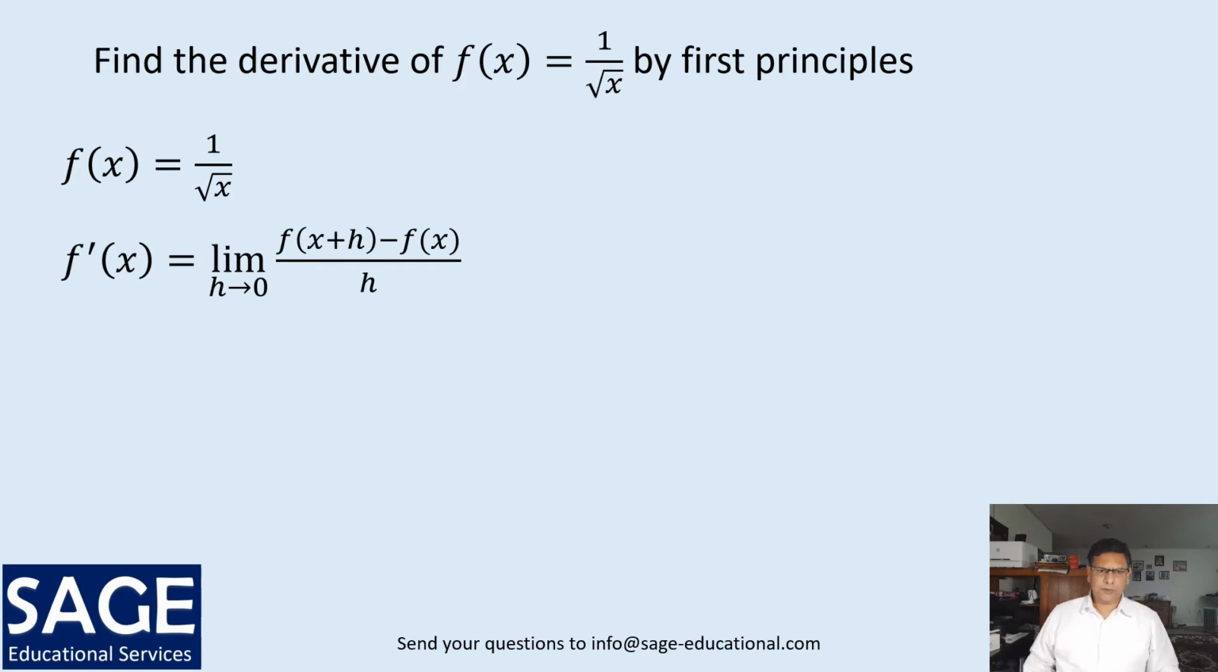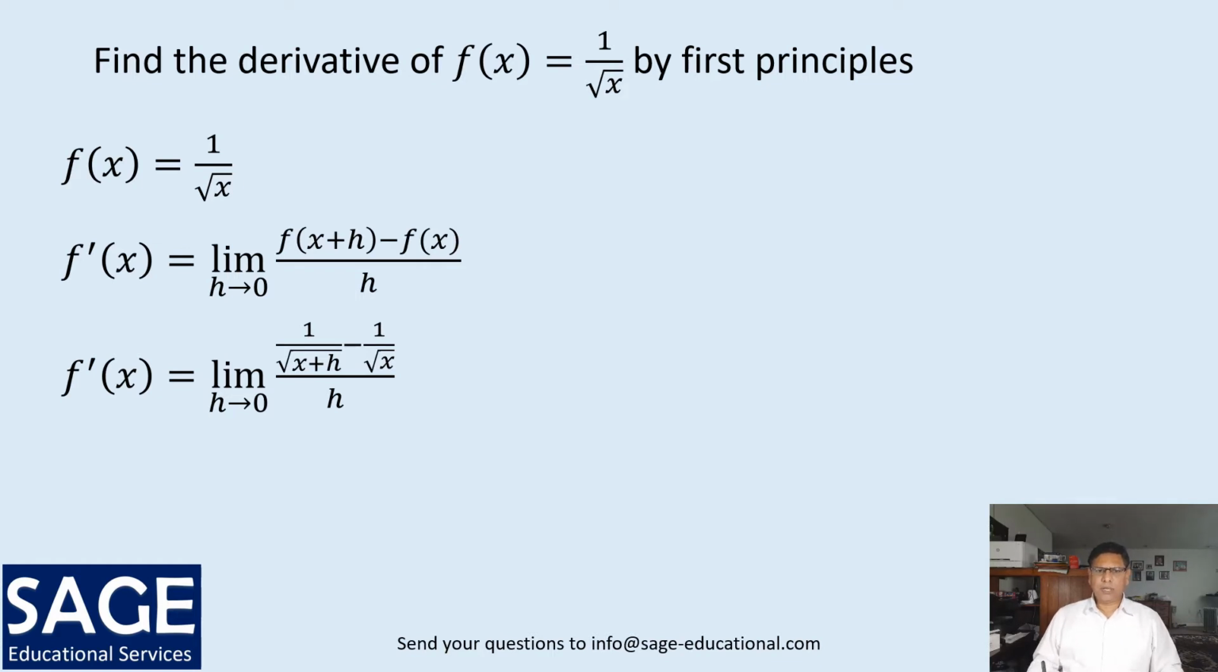The function is f of x is equal to 1 over square root of x, and the definition of the derivative is limit h tends to 0, f of x plus h minus f of x divided by h. So f of x plus h simply means that in the function we will replace x by x plus h. So there's my substitution. I've replaced x by x plus h, and in the second part I just put the function as it is and then divide that by h.